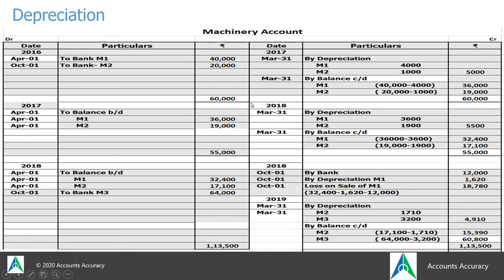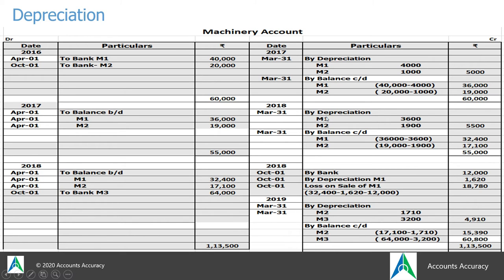This would be brought down to the beginning of the next session, the next assessment year. So the M1 and M2 balances of 31st March would be brought into the next year, and that would be 36,000 for machine 1 and, for M2, that is machine 2, 19,000. Now we have to calculate depreciation on this depreciated value of the machine, not on the original value. So from now it would be calculated on 36,000 and 19,000 for the next assessment year.